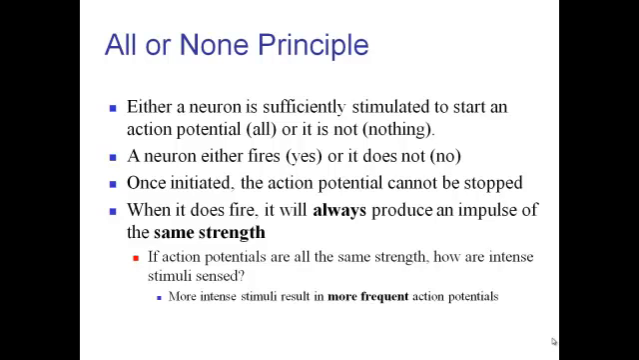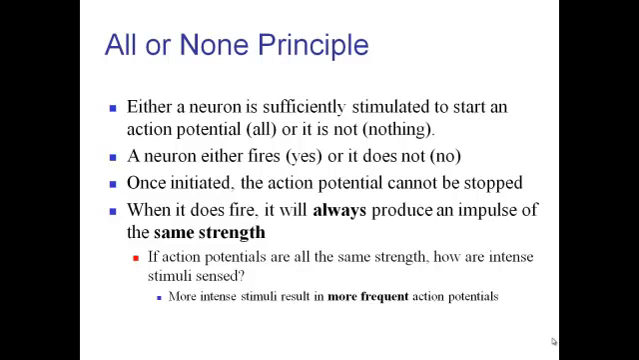Finally, an important part here is that the neuron will always fire an impulse at the same strength. You cannot have strong action potentials, weak action potentials, and medium-sized action potentials. They're all going to produce the same strength impulse. So it's fired or not fired, and if it's fired, it is going to have an impulse of the same strength. It can't be stopped once it starts.